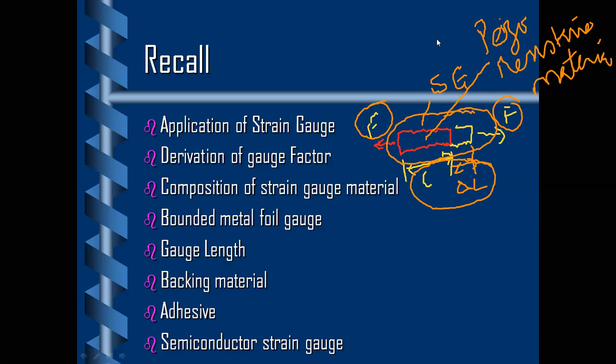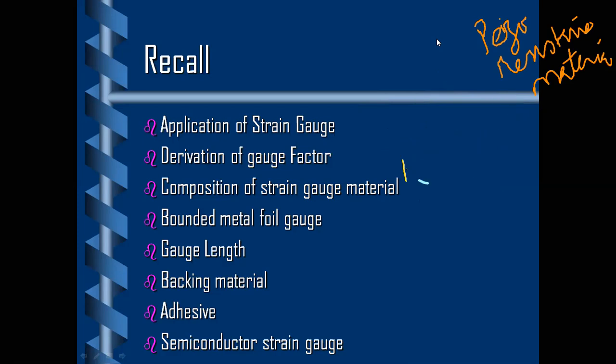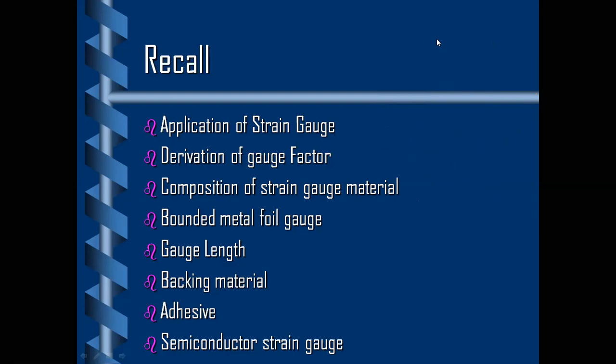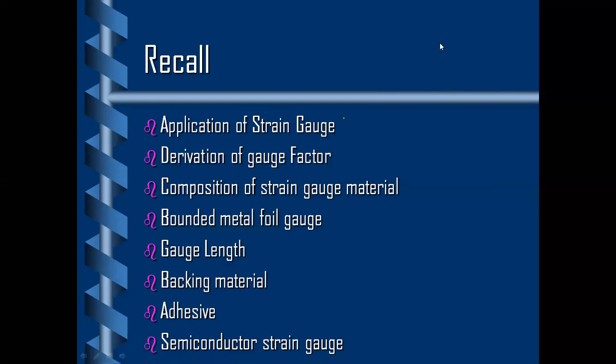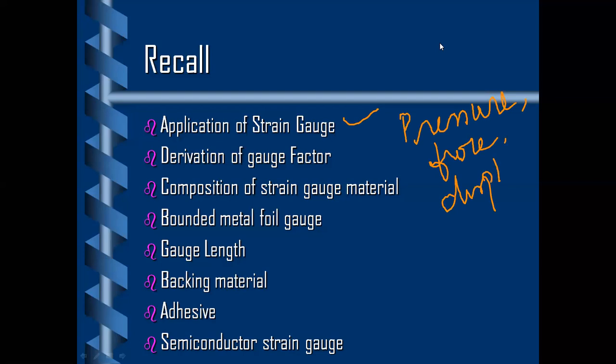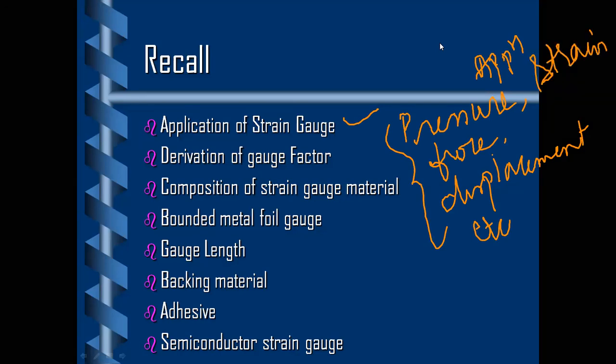Now, we have even seen the derivation of the strain gauge. Let us recall what we covered in the previous lecture. First of all, the applications. What are the different applications that can be measured using a strain gauge? You can use it to measure pressure, force, displacement, and so on. There are a large number of applications that can be measured using a strain gauge.